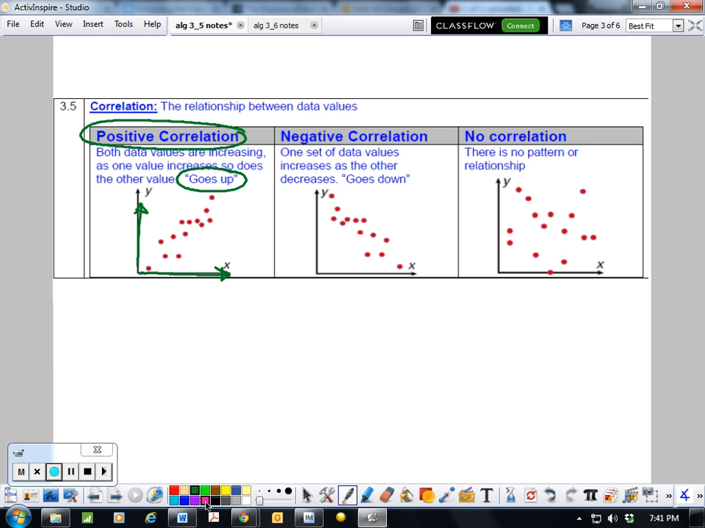Now, negative correlation is the opposite. One set of data values increases while the other one decreases. So as x increases, those y values are decreasing or going down, which means that the overall trend is going downwards. And then, of course, we have no correlation. There's really no pattern. You can't really tell. You could make an argument for going up. You can make an argument for going down. You can make an argument for staying flat. Because there is no rhyme or reason, there is no pattern to that. There is no correlation, also known as no relationship between those values.